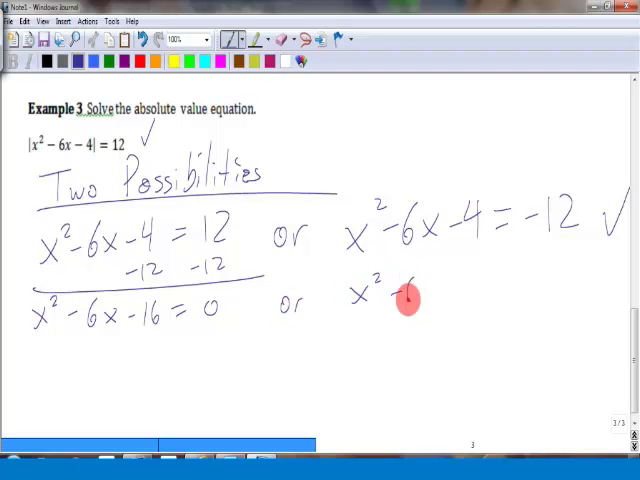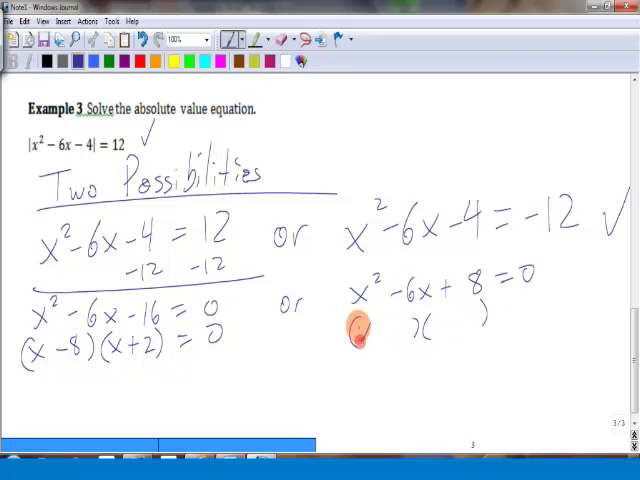Or x squared minus 6x. If we add 12 to both sides, what's that? Plus 8 equals 0. And it's pretty easy factoring. Hopefully I don't mess it up. x minus 8, x plus 2 on the left-hand side.